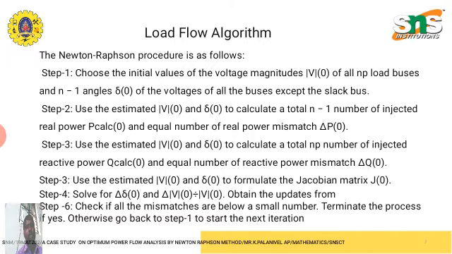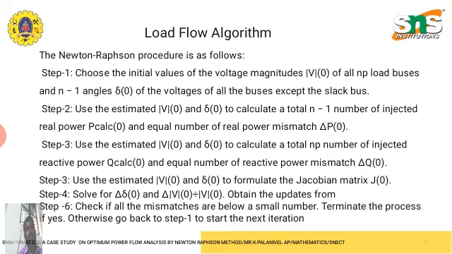Use the estimated V(0) and δ(0) to calculate the total NP number of injected reactive powers Q calc and an equal number of reactive power mismatches ΔQ(0). Use the estimated V(0) and δ(0) to formulate the Jacobian matrix J(0).